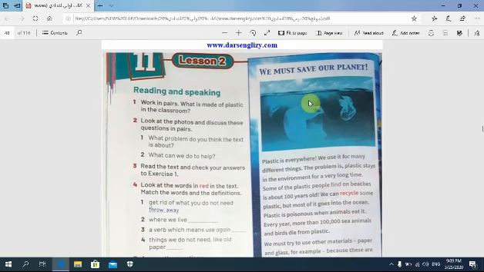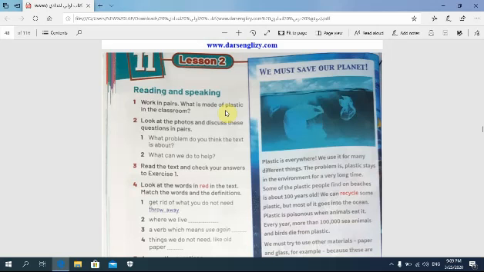Now let's move to lesson 2, which is also reading and speaking. We're going to talk about "We must save our planet." So, work in pairs: what's made of plastic in the classroom? Let's just think about the classroom. What's made of plastic? I guess maybe the markers, maybe our stuff in the pencil case.